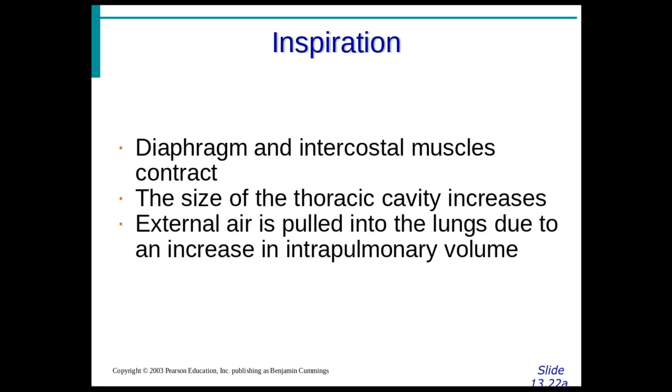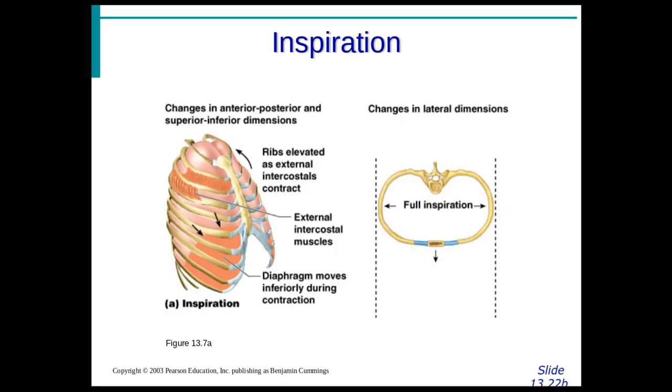Okay. Diaphragm and intercostal muscles are what are in control of that. So again, go back to that first picture with the diaphragm at the bottom. Diaphragm and intercostal muscles pull down and out. So just take a deep breath in. You can feel it in your chest. The size of the thoracic cavity increases. External air is then pulled in the lungs to balance out the pressure and increase in intrapulmonary volume. So we're bringing air into the lungs.